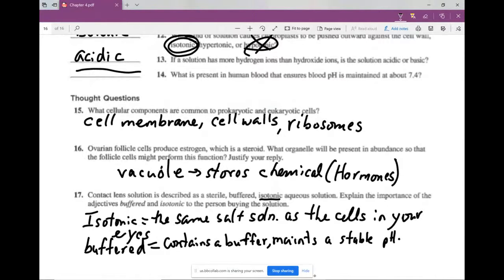Okay, so ovarian follicle cells produce estrogen, which is a steroid. What organelle will be present in abundance so that the follicle cells might perform this function? I would say the vacuole, all right, which stores chemicals or hormones, what the estrogen is. So the cell has to be able to store these chemicals somewhere, and the vacuoles would be the best place for that.